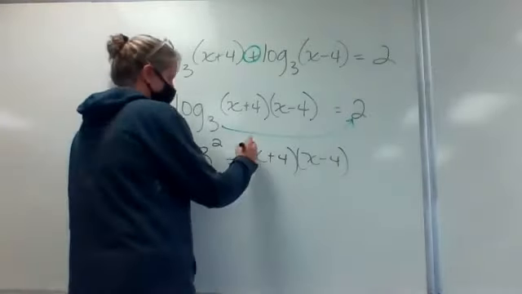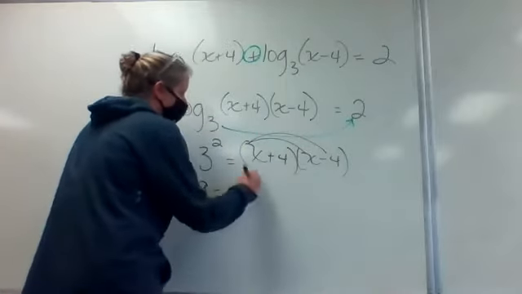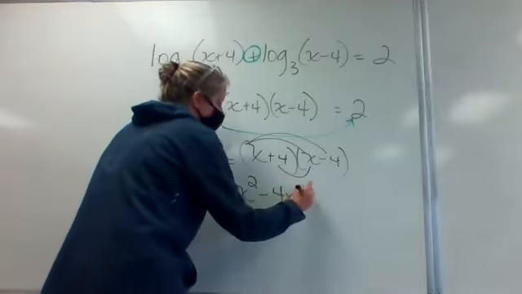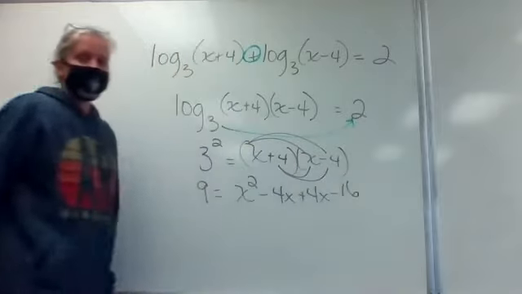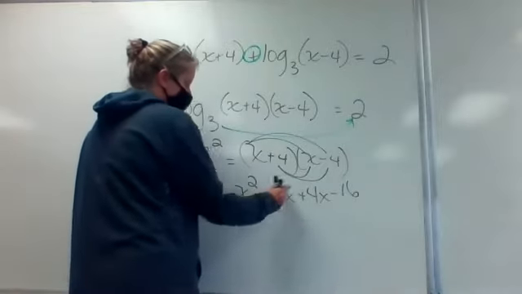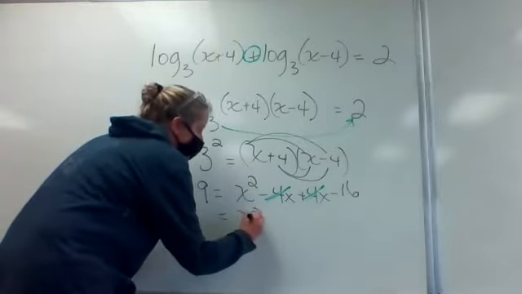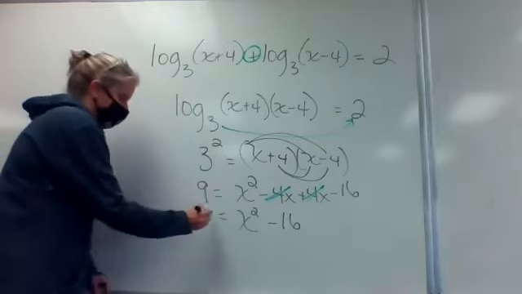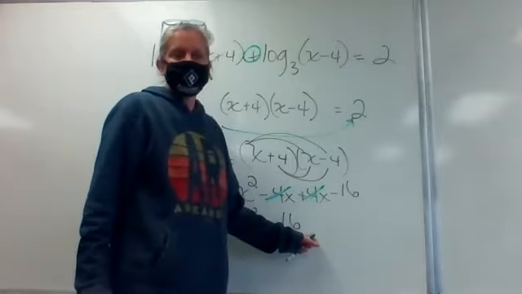equals, if I FOIL this, x times x gives me x squared. My outer is -4x and my inner is +4x. And then my last is -16. When I combine these x's in the middle, they cancel. So now I have x squared minus 16, which again makes it quadratic, which means I need to move the 9 over here.